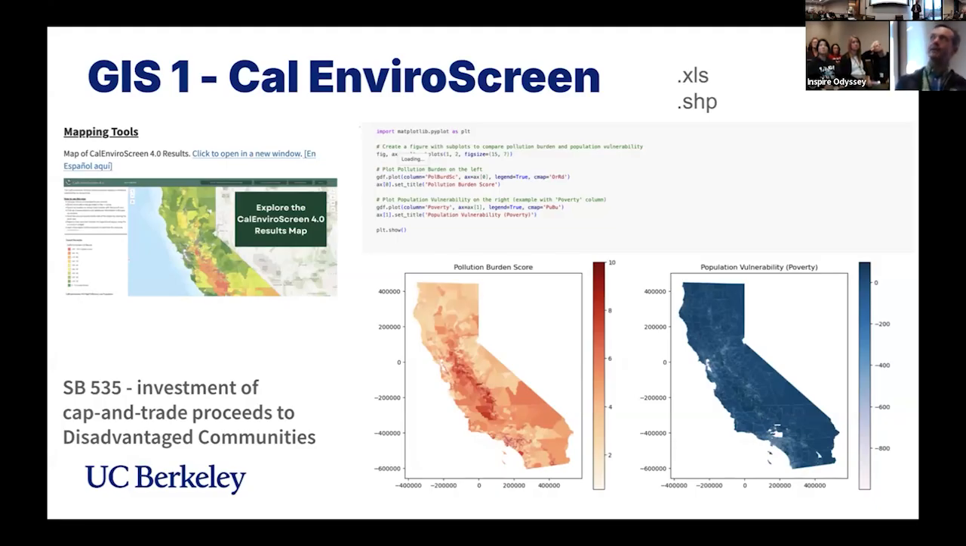The reason I have it in here is a lot of people use CalEnviroScreen. There's curriculum already built on it. They also released the shape file. So at the top, you start with the XLS file, read that into Jupyter and Pandas and do data manipulation. There's also the GIS files available.